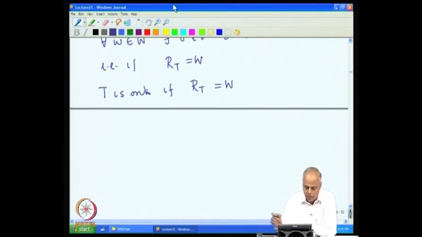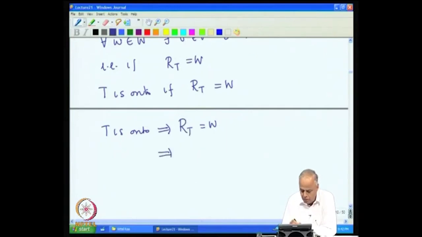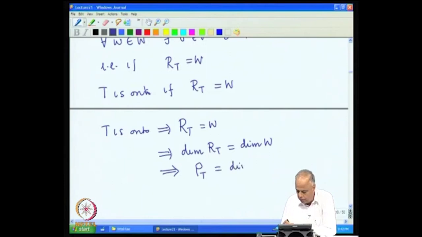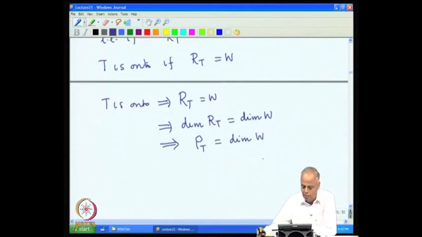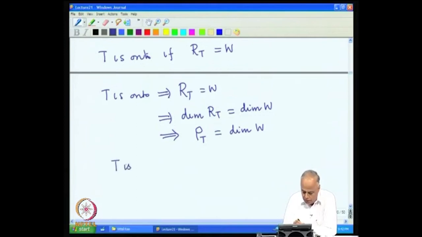What does this mean? T is onto means the range of T is equal to W. Therefore, the dimension of the range of T must be the same as the dimension of W. But the dimension of the range of T is what we called the rank of T, and therefore the rank of T must be equal to the dimension of W. So, we have T is onto implies the rank of T is the dimension of W.